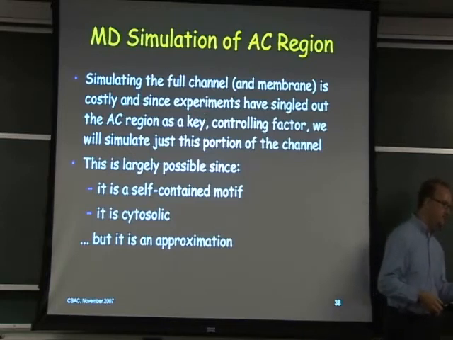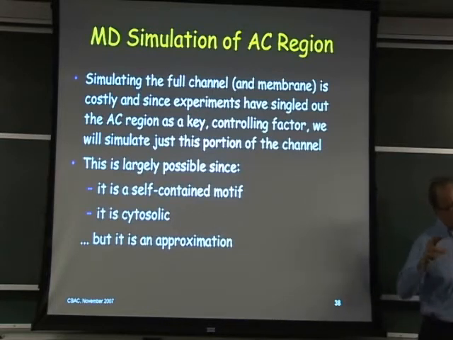Now, I would argue that this is reasonable since this RCK region is largely a self-contained domain. Right? It's cytosolic, so if I simulate it in water, I don't have to worry about a lipid environment, so there are no key interactions there. Okay? But we are making this approximation. And in this sense, I think hopefully I can convince you that the ends justify the means, but I need to point this out.